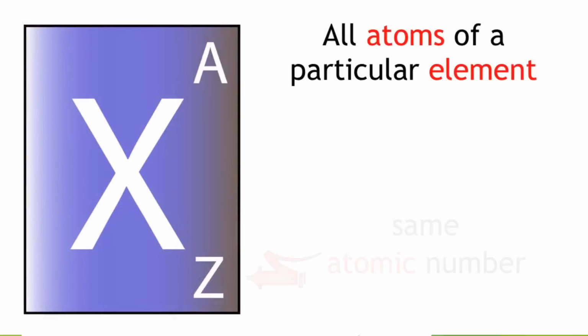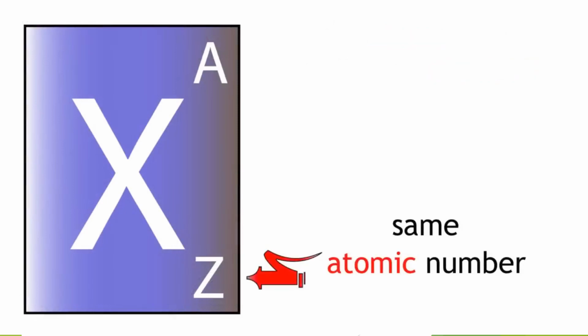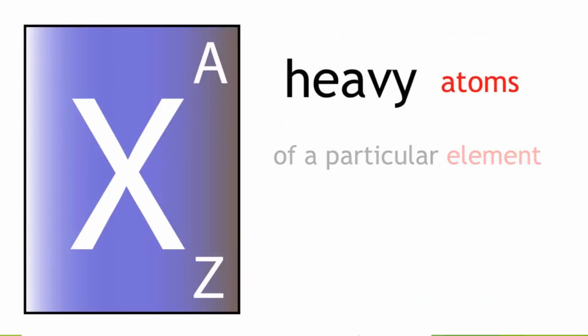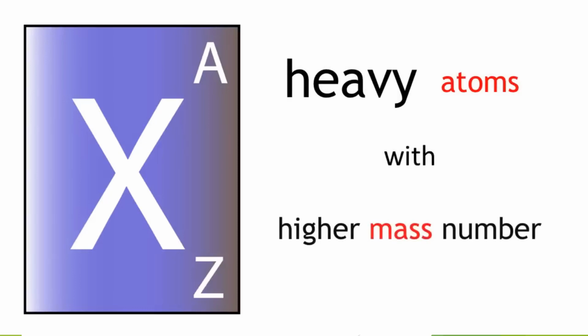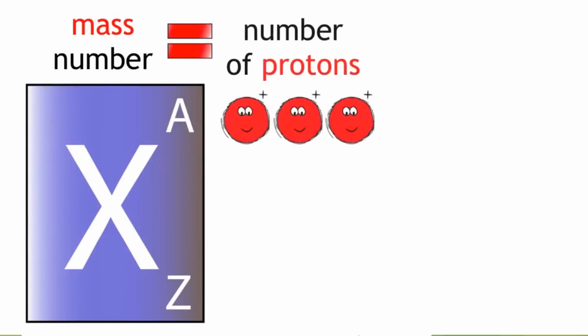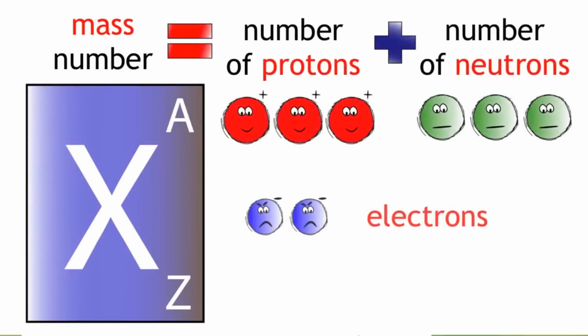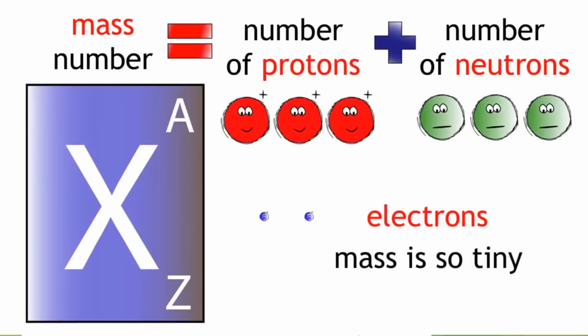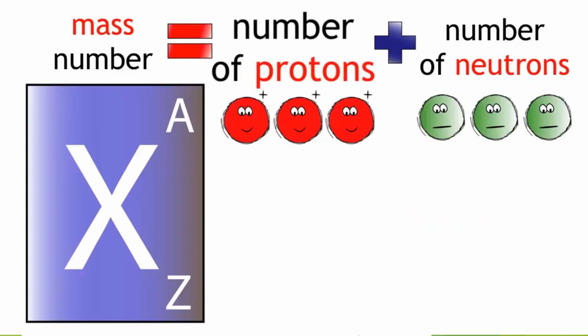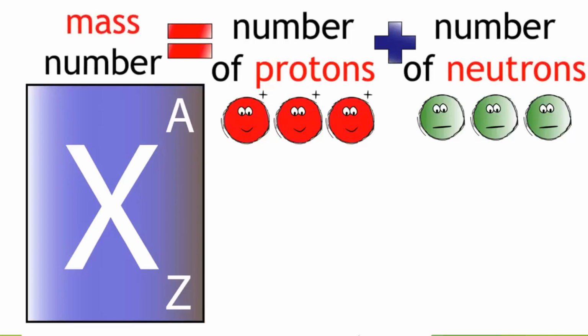All atoms of a particular element have the same atomic number. This means that they all have the same number of protons. But sometimes you can find heavy atoms of a particular element. These atoms have a higher mass number. The mass number is equal to the number of protons plus the number of neutrons. We can ignore the electrons as their mass is so tiny. If the number of protons always stays the same in a particular element, and we are ignoring the mass of electrons, it must mean the number of neutrons is causing the difference in mass.